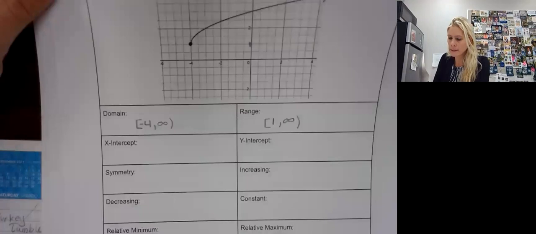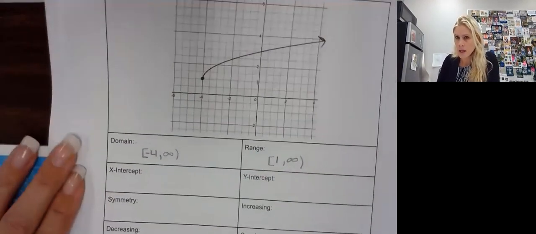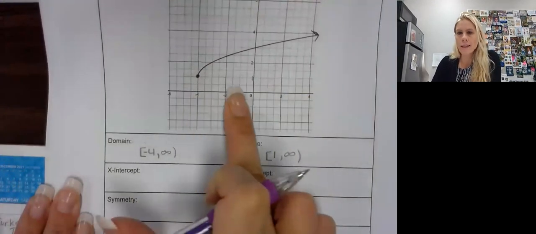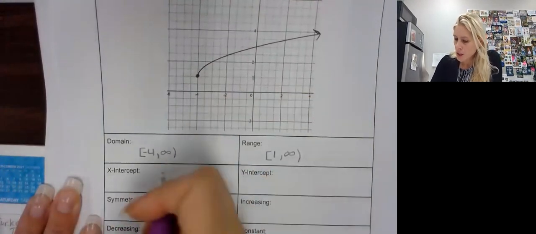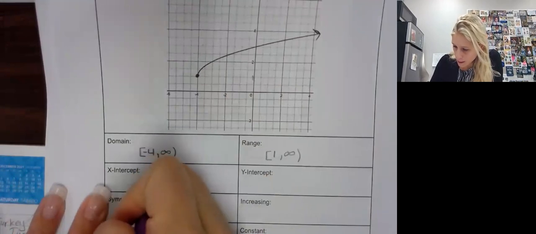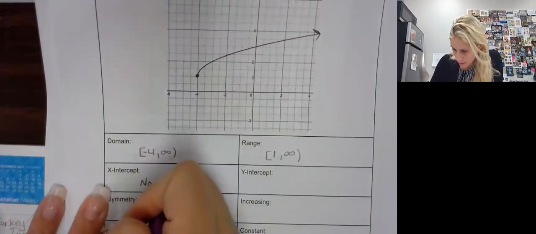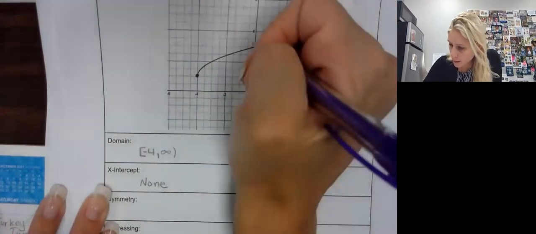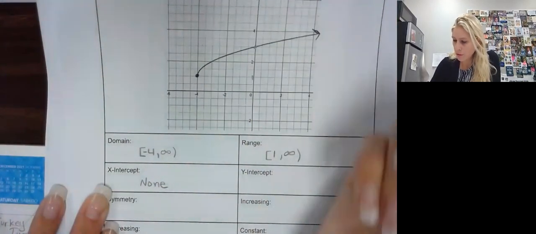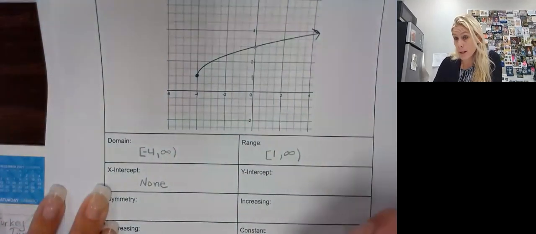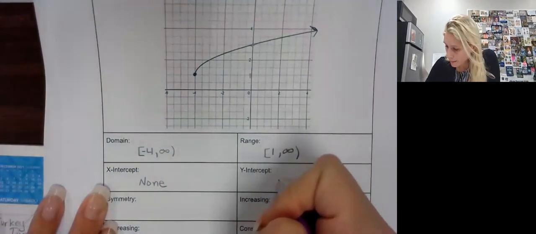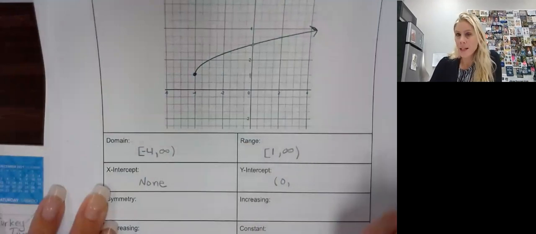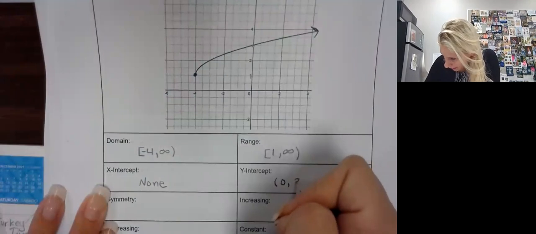All right, x-intercept, where it crosses the x-axis. Does this graph ever cross the x-axis? No, it does not. So we just say none. Y-intercept, where it crosses the y-axis, it crosses right here at 3. But remember, we're going to write it as a coordinate pair. So y-intercept is 0, comma, that number, and that number would be 3.